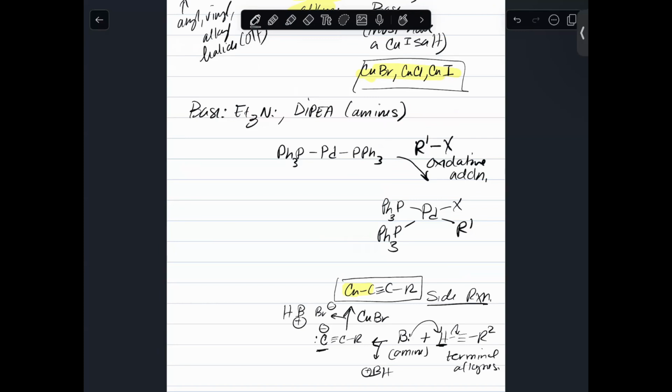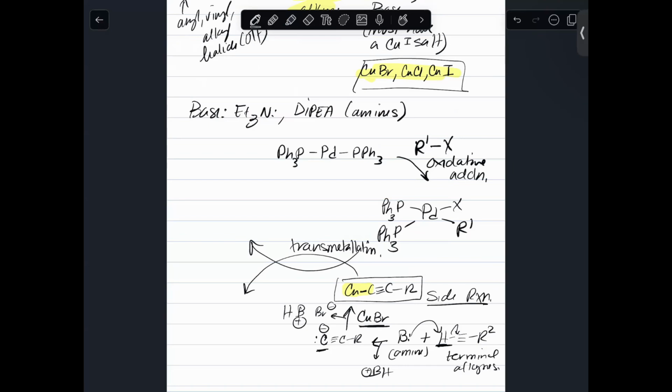So the side reaction is a little bit more cumbersome than in the Suzuki, right? You have to deprotonate the terminal alkyne. And once you deprotonate, you form your carbanion, which you then treat with your copper 1 salt, your copper halide, to exchange ligands. And now your copper is bonded to your alkyne carbon that's now ready and set up to do a transmetallation.